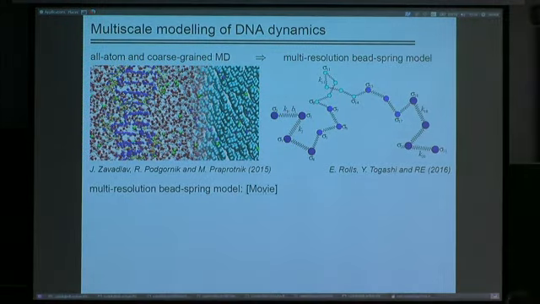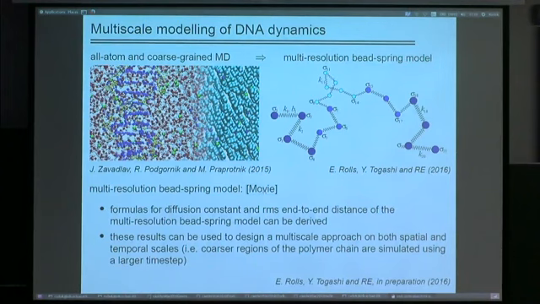So what we did in this work, which hopefully will be submitted within a month, is that Edward derived some formulas for the diffusion constant and root mean square end-to-end distance of such a model. And since he has the formulas for this multi-resolution model, you can start with a very fine model of the polymer and then replace part of the chain by coarser models, to design a multi-scale approach on both spatial and temporal scales, in a way that the coarser region of the polymer chain is simulated using a larger time step, while you need a very small time step in this region.